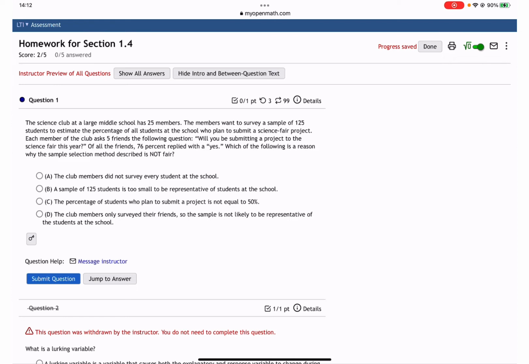And the last one, well, looks like the last one is going to be the answer. Let's see what it is. The club members only surveyed their friends. Bingo. That's very true, which is biased, right? They surveyed only their friends, and maybe they do know their opinion. So the sample is not likely to be representative of the students at the school. Okay.